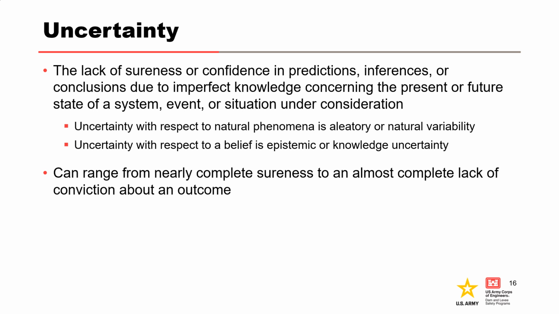Uncertainty is the lack of sureness or confidence in our predictions or conclusions due to imperfect knowledge concerning the present or future state of a system, event, or situation under consideration. Uncertainty with respect to natural phenomena is defined as aleatory uncertainty or natural variability, while uncertainty associated with a belief is defined as epistemic or knowledge uncertainty. The degree of uncertainty often depends on the information available at the time and can range from nearly complete sureness to an almost complete lack of conviction about an outcome.